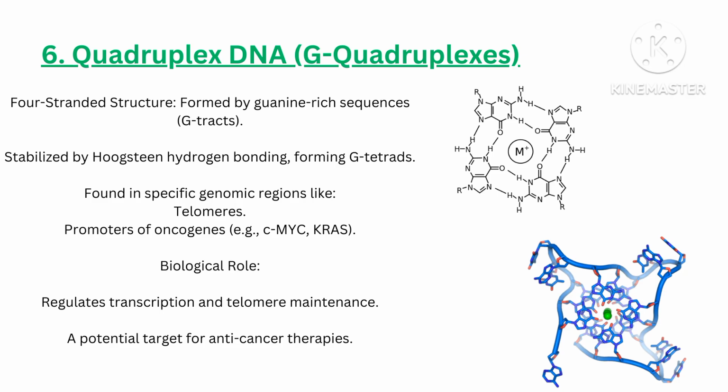6. Quadruplex DNA. G-quadruplexes. Its features are: four-stranded structure, formed by guanine-rich sequences, G-tracts. Stabilized by Hoogsteen hydrogen bonding, forming G-tetrads. Found in specific genomic regions like telomeres. Promoters of oncogenes, for example, c-MYC, KRAS. Biological role: regulates transcription and telomere maintenance. A potential target for anti-cancer therapies.